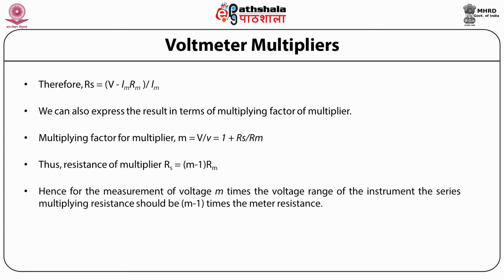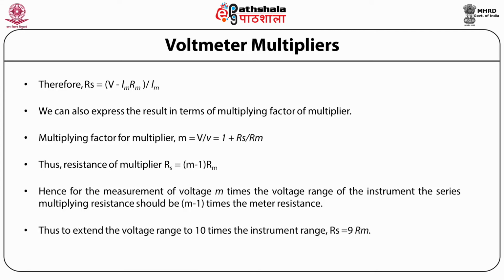Hence, for the measurement of voltage M times the voltage range of the instrument, the series multiplying resistance should be (M minus 1) times the meter resistance. Thus, to extend the voltage range to 10 times the instrument range, Rs should be equal to 9 Rm.